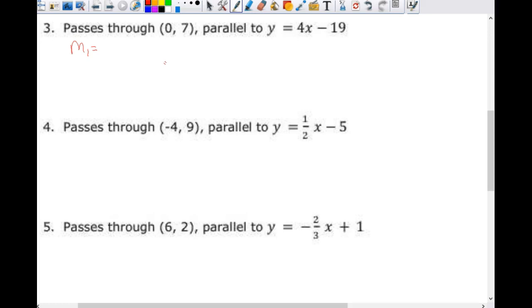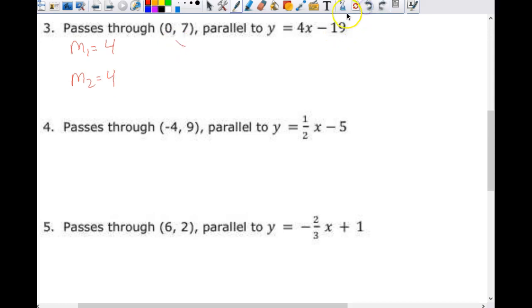I know for a fact it's not 4x. It's 4. The slope of this line is 4. It is not 4x. 4/1's fine. It's 4, it's just not 4x. If our second line is parallel, it has to have the same slope as our first line. So what is the slope of our second line? Also 4. So let's plug it into this equation here.